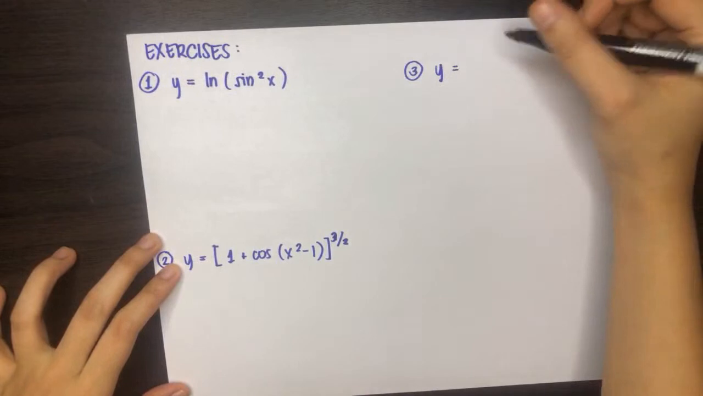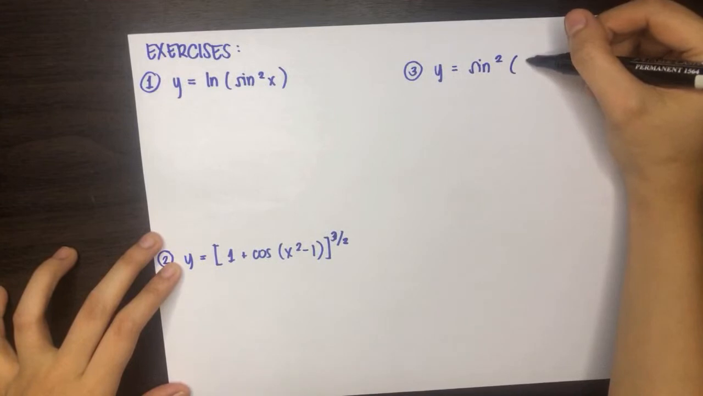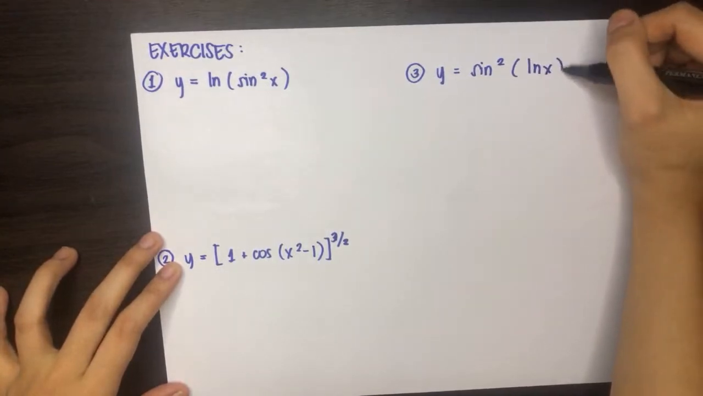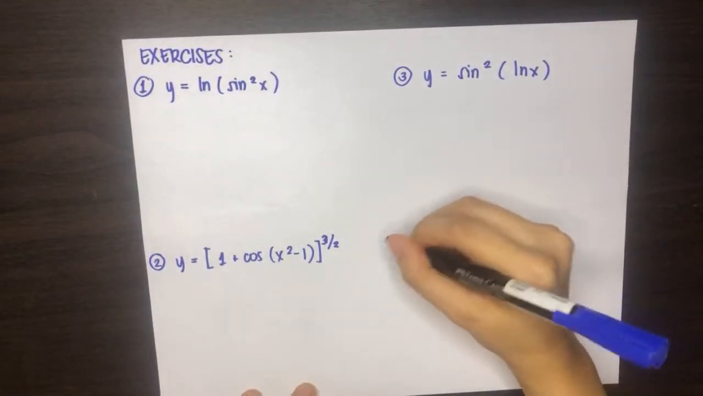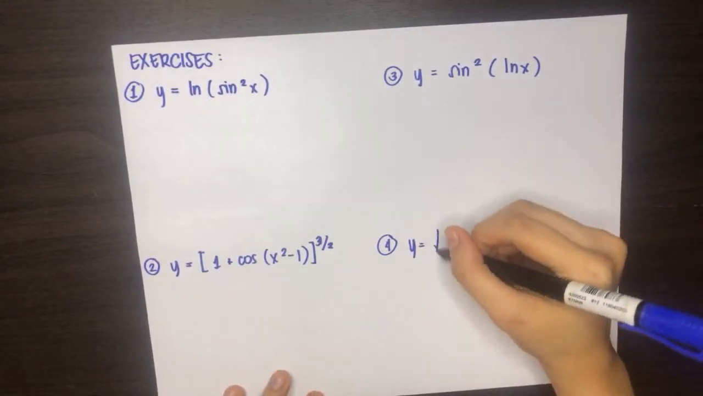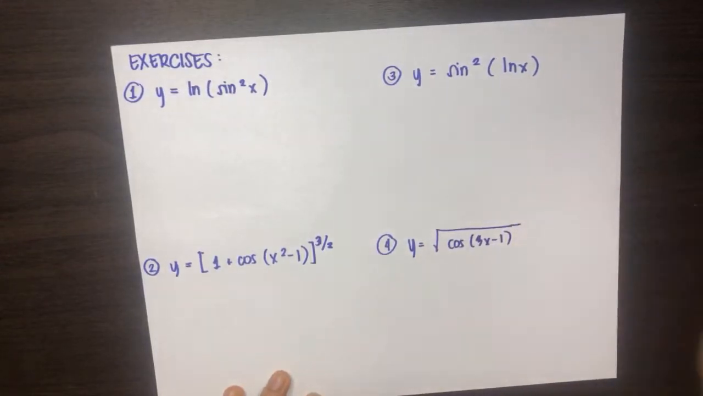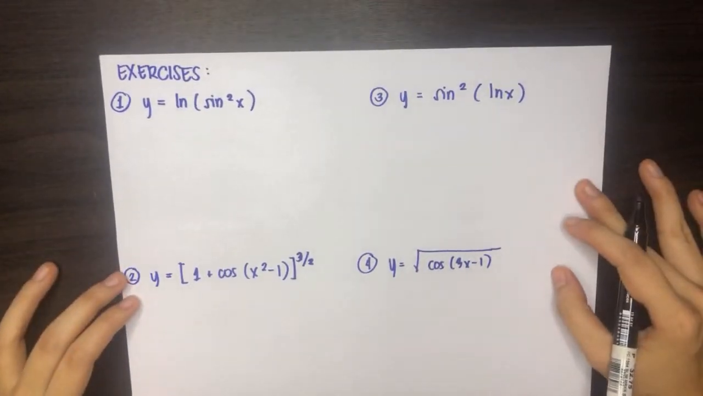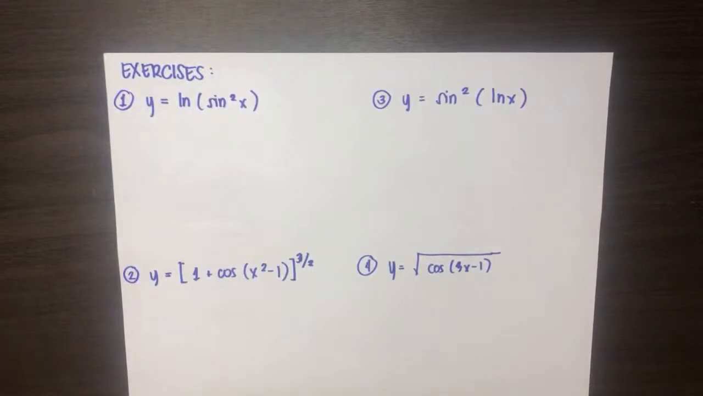Y is equal to sine squared of ln of x. And last, y is equal to the square root of cosine 3x minus 1. There, practice problems. I'll give you about 2 minutes to answer.